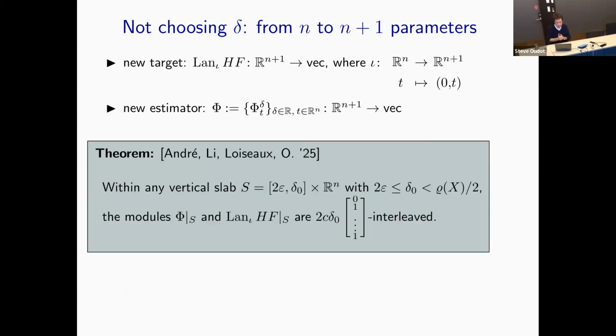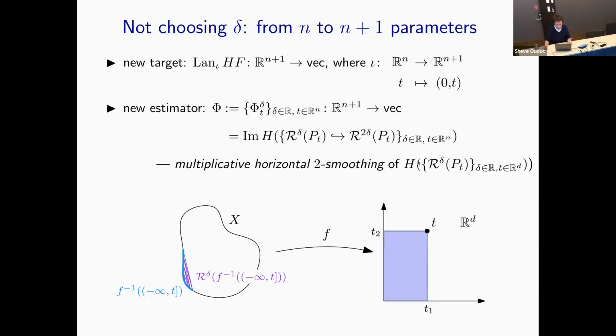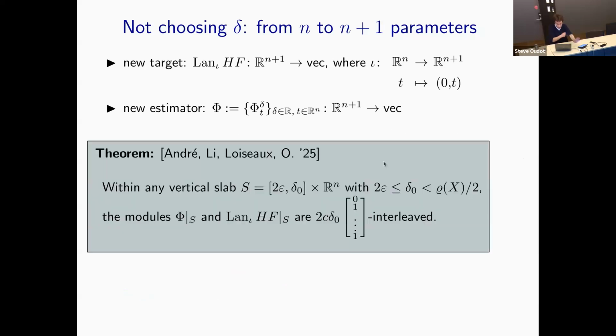And now we have this result that says that, given this target and given this estimator, I can phrase an approximation result that says that, not only within each vertical slice, but within each vertical slab that goes from 2 epsilon to delta 0, or from 2 epsilon up to, let's say, the convexity radius of x over 2, I get an interleaving, but an n plus 1 dimensional interleaving between the kind extension of my original target and my new estimator, which has n plus 1 parameters. Okay? So this result really looks like the previous result.